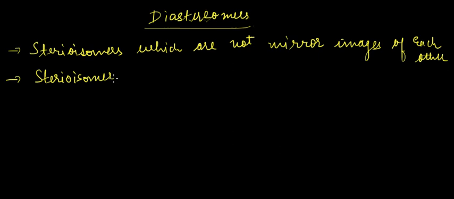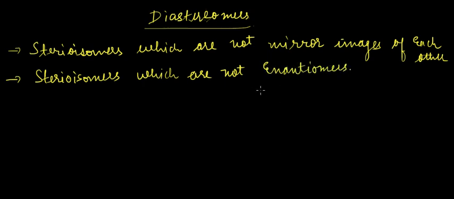Stereoisomers which are not enantiomers. Why? Because enantiomers are the stereoisomers which are mirror images of each other. Hence stereoisomers which are not enantiomers are diastereomers. Okay, so let us understand this with the help of examples.